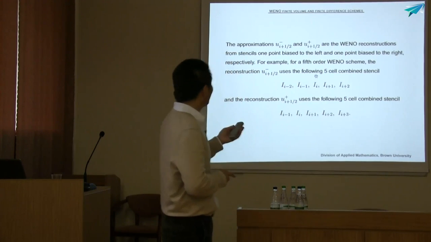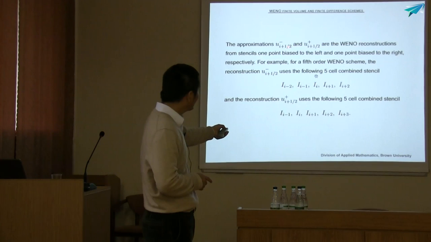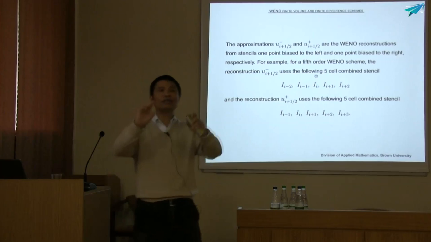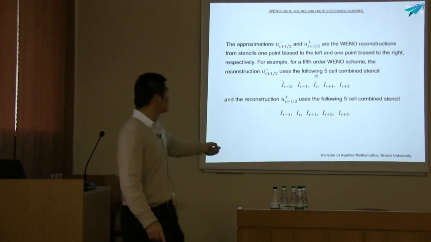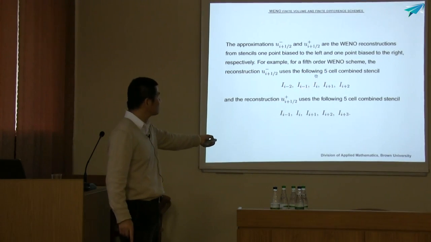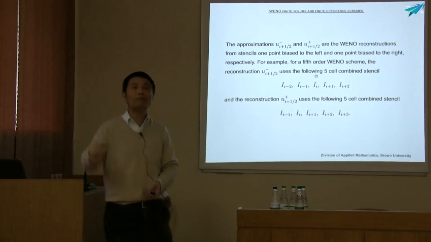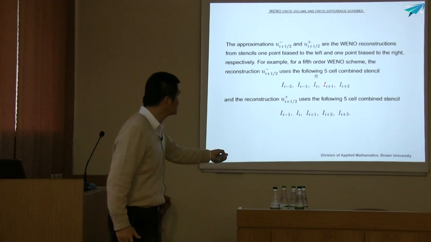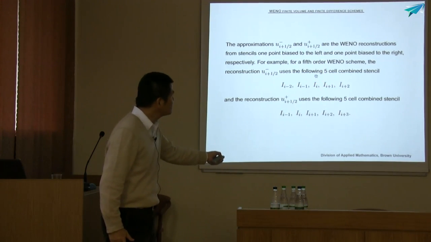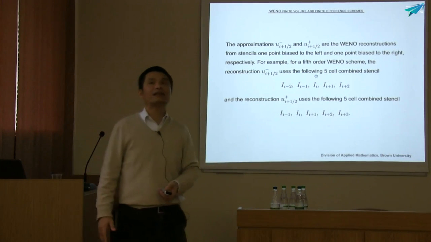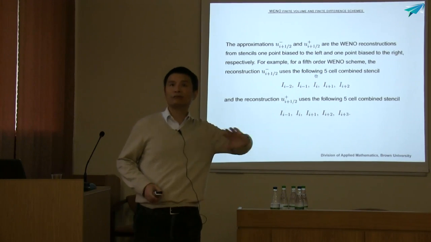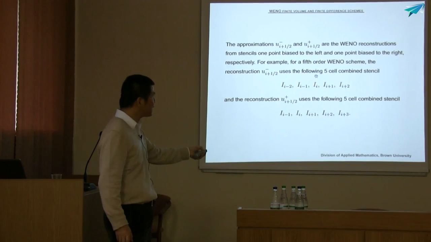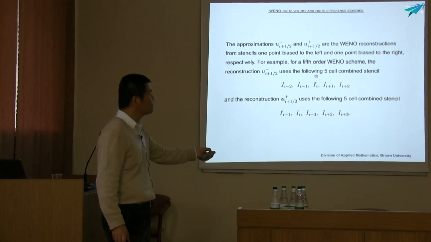That is why I have two reconstructed values. If you look at this stencil, this is the stencil I described before in that picture that I showed twice. It consists of cells I minus 2, I minus 1, I, I plus 1, I plus 2. Remember, I'm reading the value at I plus half, which is in between these two cells. So from this point of view, the first stencil here is left biased. It biases to the left, right? Because to the left of I plus half, you have three cells, and to the right of I plus half, you have only two.